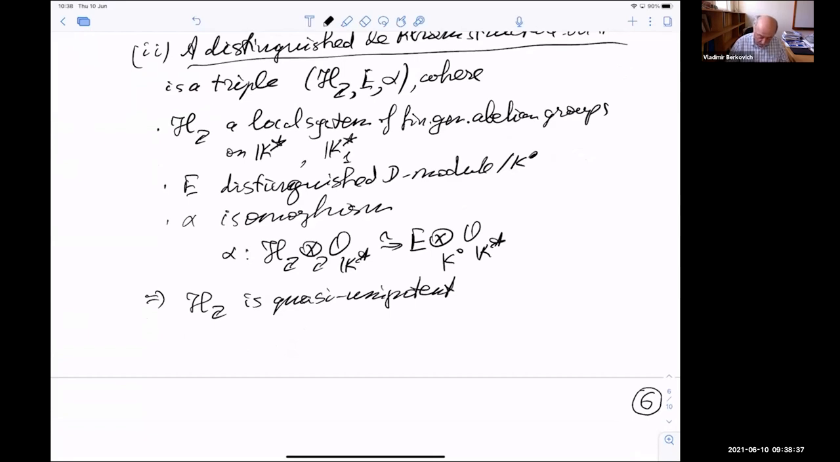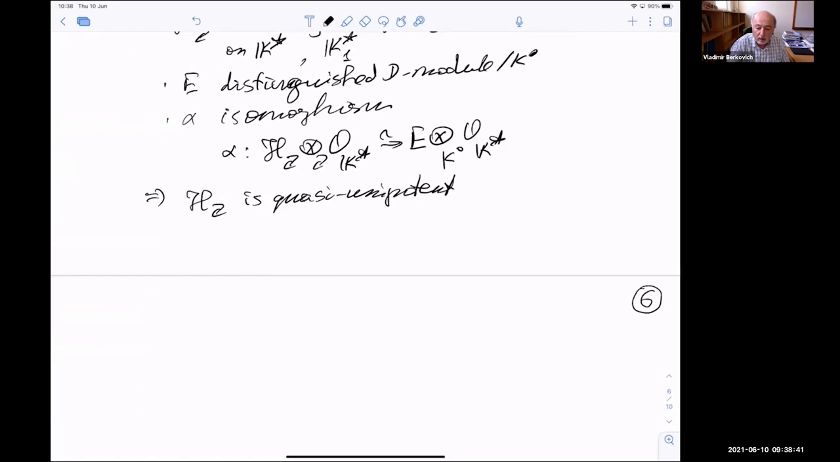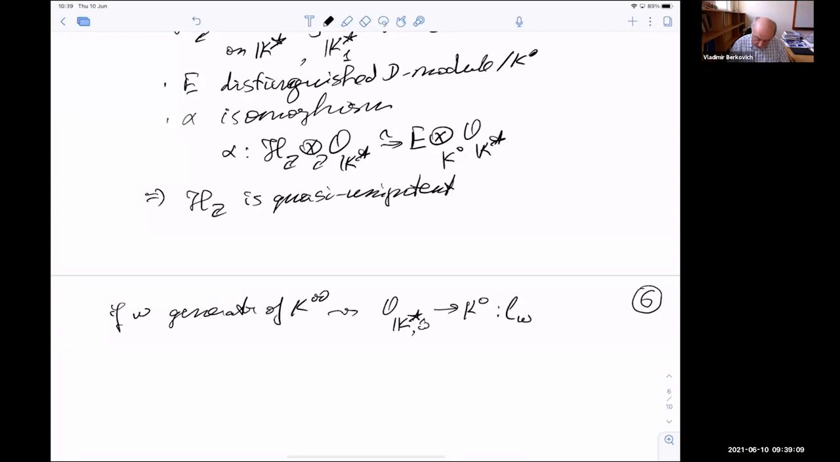And in fact, moreover, if you have a generator, a bar pi generator of the maximal ideal, then one can associate to it a homomorphism from the stalk of our structural sheaf at the corresponding point of our space to K naught. It is defined just so that the element goes to one. And so if you have alpha, then we can construct alpha bar pi from the stalk of our local system, this K naught, an isomorphism to E, if you apply this homomorphism to the previous alpha.